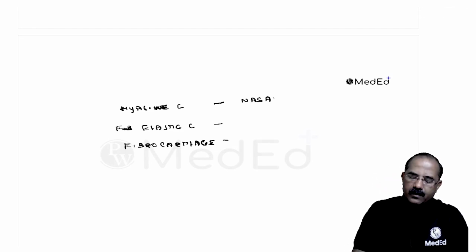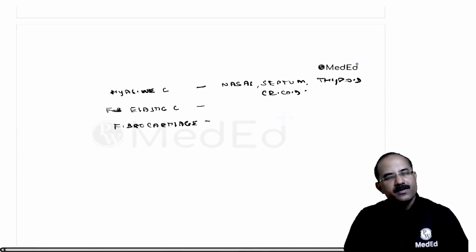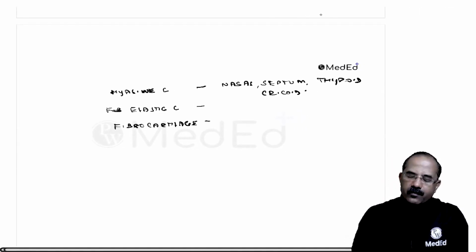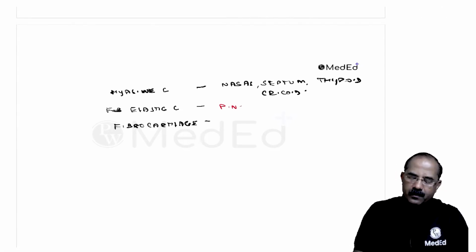These all come as MCQs, remember. Nasal septum, thyroid, cricoid. These are all examples of hyaline cartilage. Examples of elastic cartilage? Answer this. Examples of elastic cartilage are pinna and epiglottis.